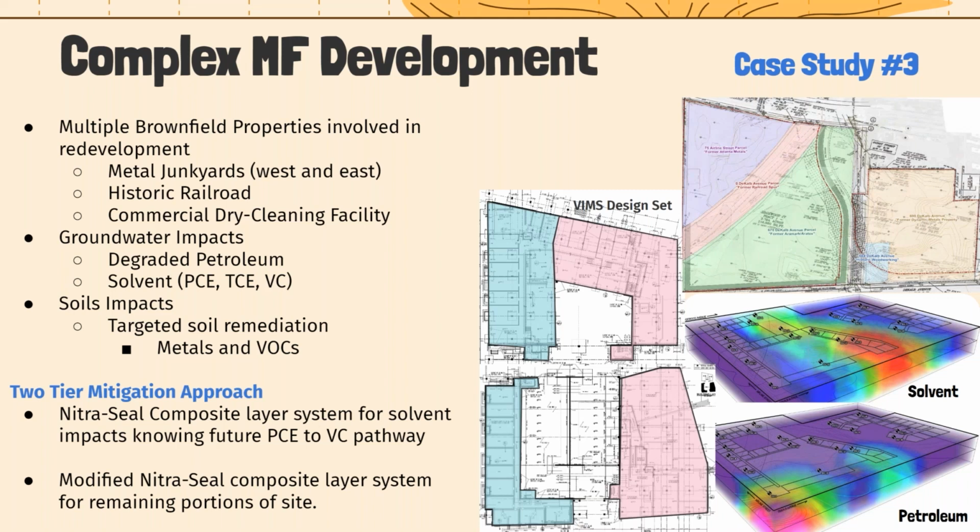Each of these sites was enrolled in the Georgia Brownfield program, with one of them also being in the voluntary remediation program and in HSRA. Impacts included degraded petroleum impacts along the southwest corner of the property. The source for this was a coal yard that fed the railroad prior to the 1940s.